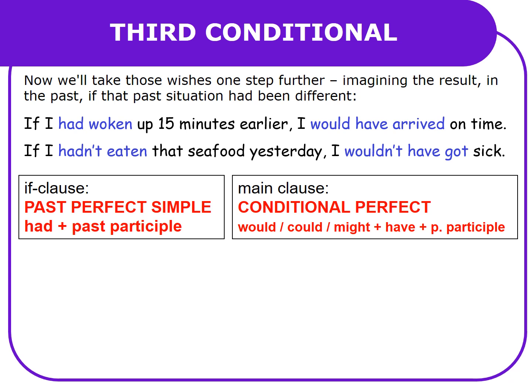So that's also regret. In the first part, the if clause, I put the subject plus past perfect. The past perfect consists of had plus past participle. And the main clause is going to be would or could or might plus have plus past participle.